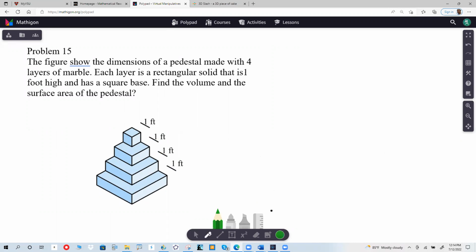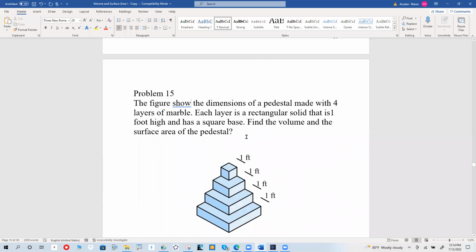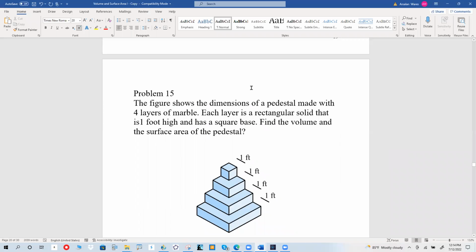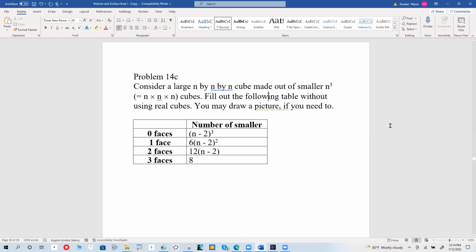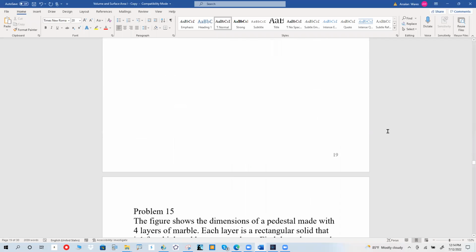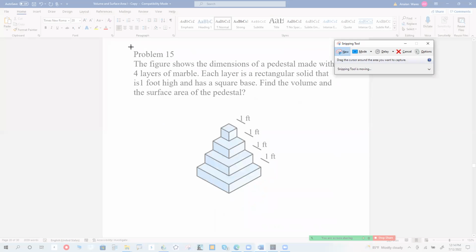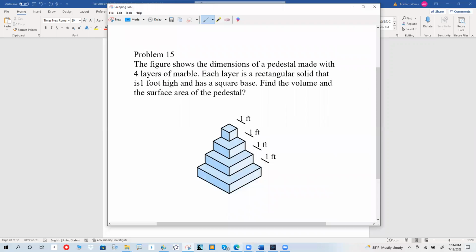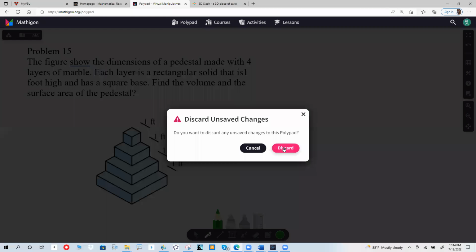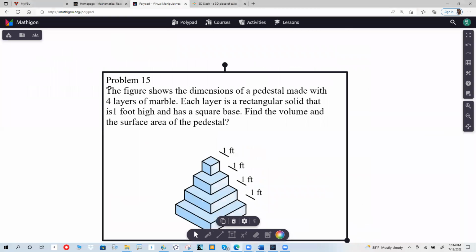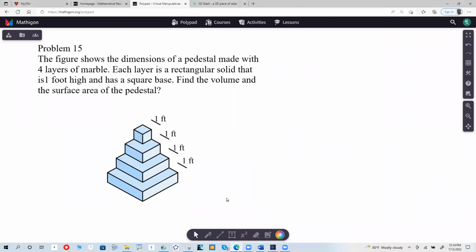Okay, guys, let's read the question. The figure shows the dimensions. Okay, I had a typo there. Okay, let's take the one without the typo and work on this one. We have done problems like this. You could see the cubes and you have to kind of use your head to see these are really this kind of a cube.